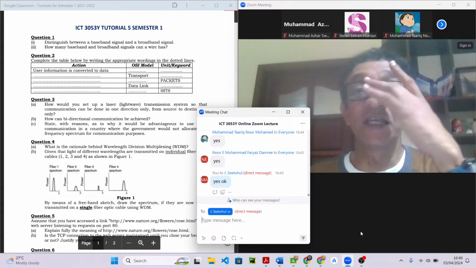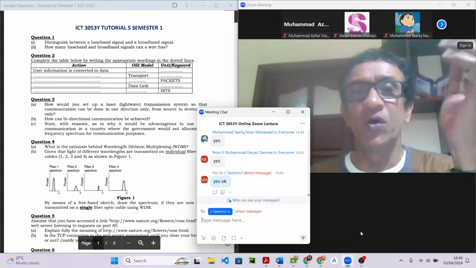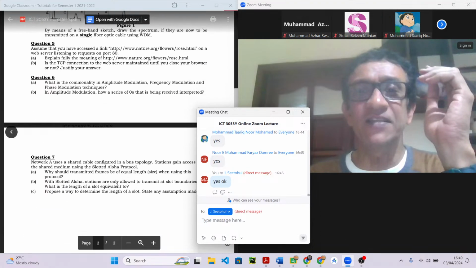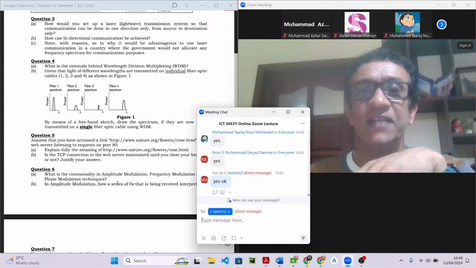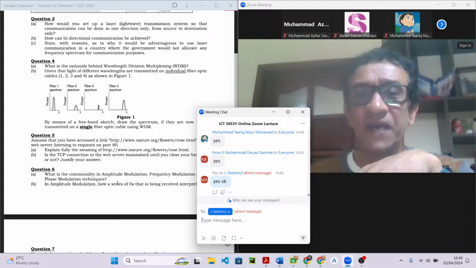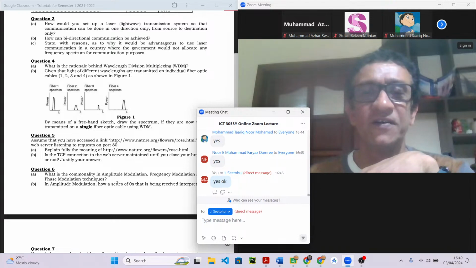By means of a freehand sketch, draw a spectrum. Now, what you have to do, you draw an axis just like that, and then you place one following the other, right? So then the highest one, then the middle one, you keep a distance between them, the small one, then the third one, then the fourth one, all of them in a single diagram, one after the other, right?